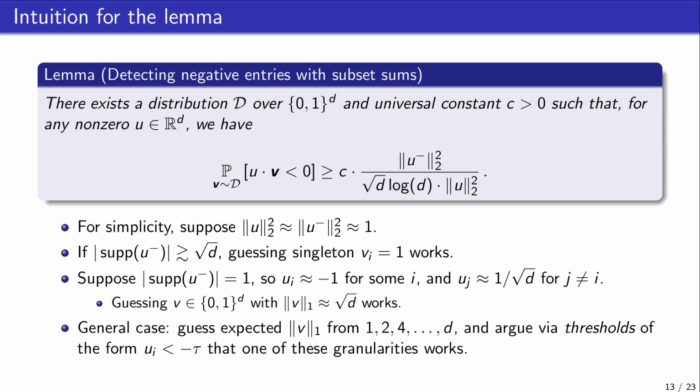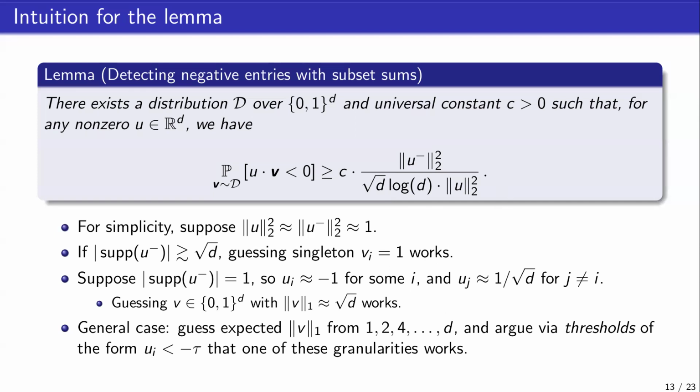So these extreme examples kind of work, and then to interpolate between these extreme cases, it turns out that it suffices to guess this size of v, the number of entries in v, as this exponential doubling sequence, 1, 2, 4, 8, up to d. So I have log d possibilities, and that's where the log d comes from here. And then I kind of argue about the thresholds in this vector u, and I find a granularity that works. That's roughly how this lemma works. And then I conclude the tester.